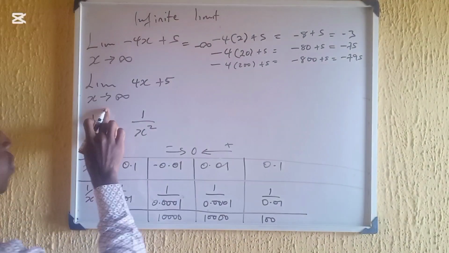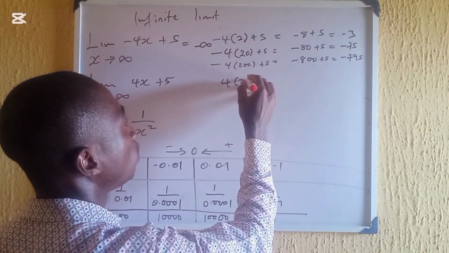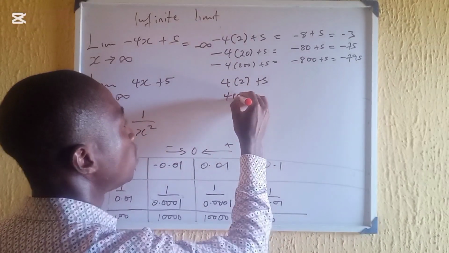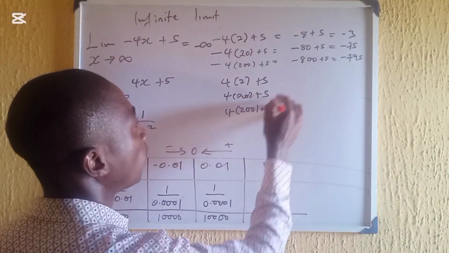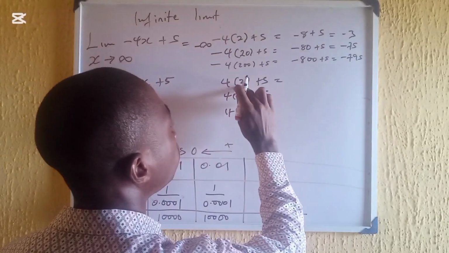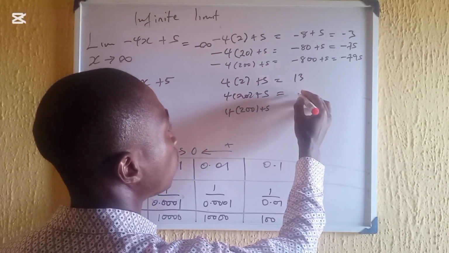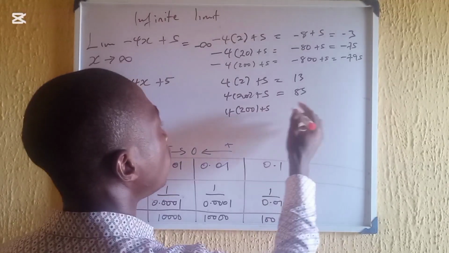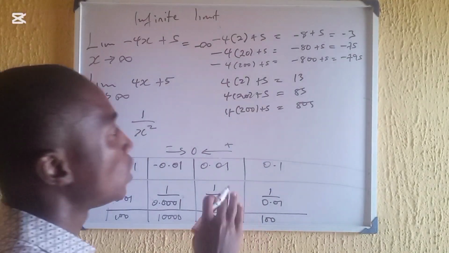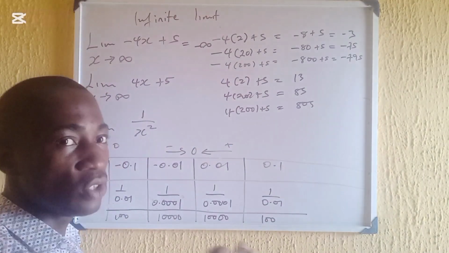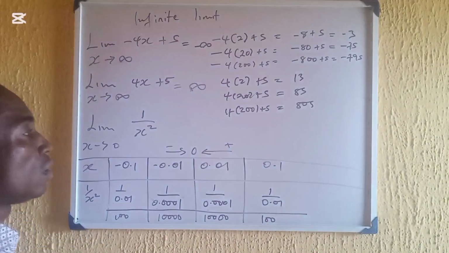Let's see what happens to this one. 4x plus 5 as x tends to infinity. So we're having, let's say, 4 into 2 plus 5, then 4 into 20 plus 5, and 4 into 200 plus 5. This gives us 4 into 2, 8 plus 5, that's 13. Then this gives us 80 plus 5, 85. This gives us 800 plus 5, that is 805. So you can see that it's not tending towards a particular number. It is just increasing and increasing. In that case, the limit is infinite.